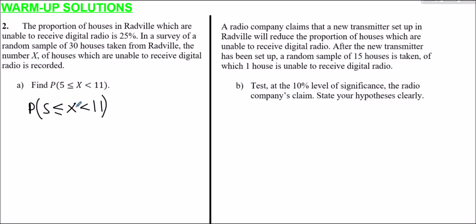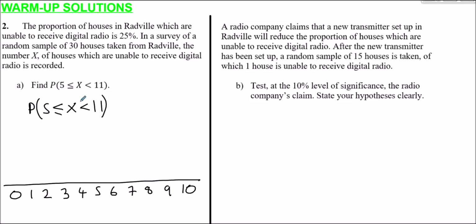So we want the number of observed houses without digital radio to be less than 11. So less than 11, just to make a little note down here, is anywhere from 0, 1, 2, 3, 4, all the way up to 10, but not including 11. So here we want to work out the probability of up to 10 houses, but no more. That's going to be all of these values here.